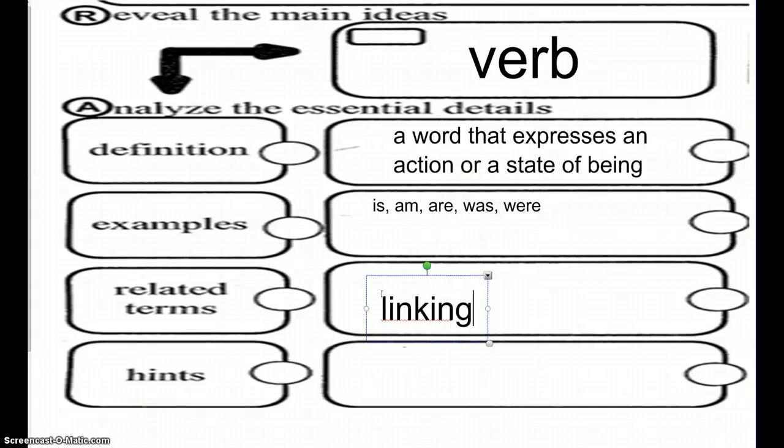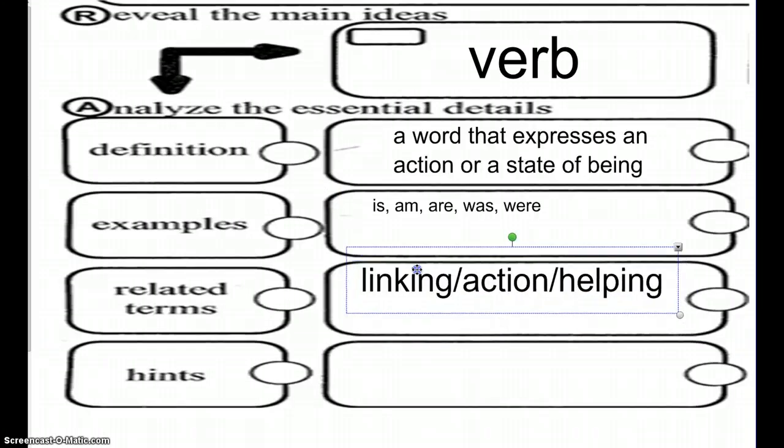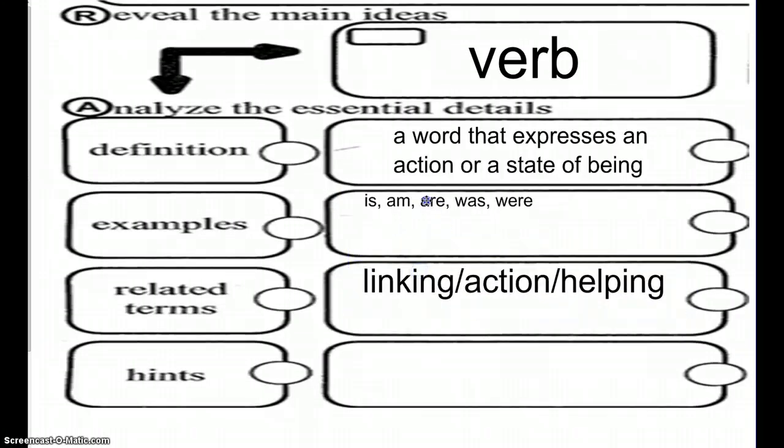And we'll talk more about how they're used in sentences, but for right now I just want students to remember that there are linking verbs, action verbs, and helping verbs. So then we went through and gave examples of each of those. If am, is, are, was, were are linking verbs, we came up with an example of an action verb.